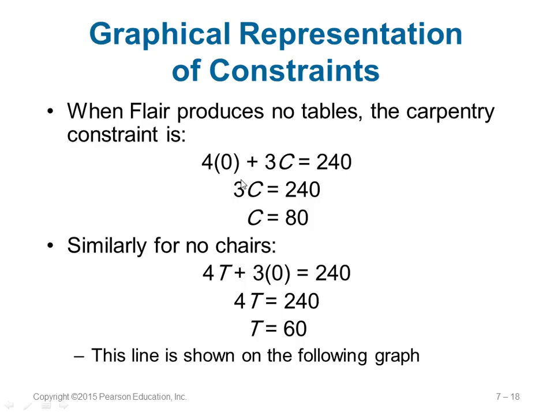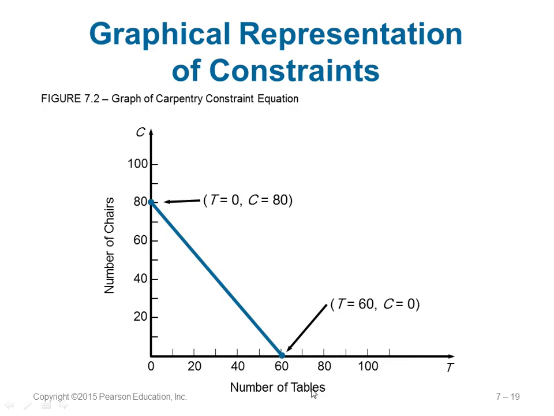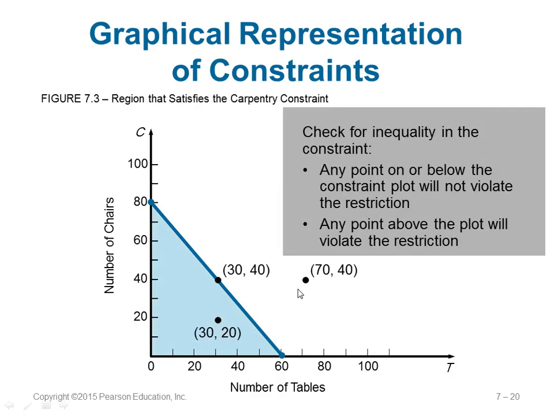So you can represent them, T as 0, C as 80. You can represent them like this. So T is 0, C is 80 is here. Number of chairs on the y-axis, number of tables on the x-axis. And then you can put T equal to 0, C equal to 80. And similarly, C equal to 0, T equal to 60. If you use the number of tables here, number of chairs here, doesn't matter. Okay, X and Y can be swapped, no problem.